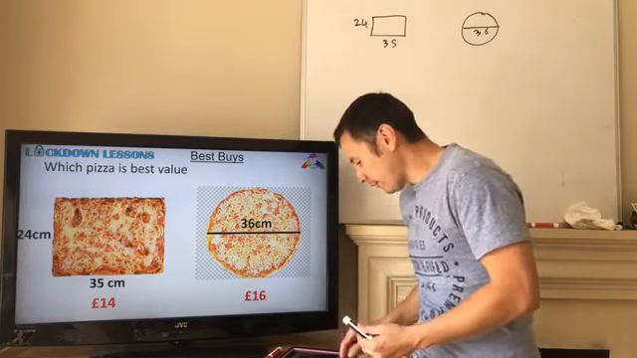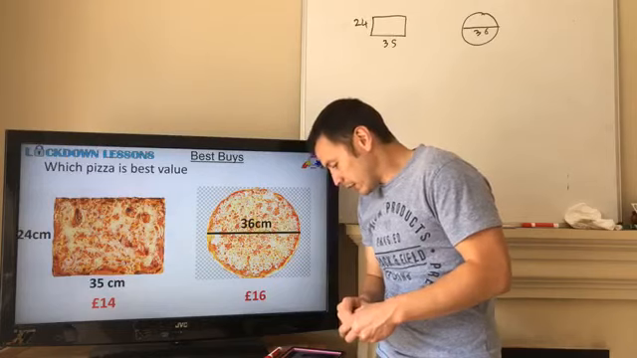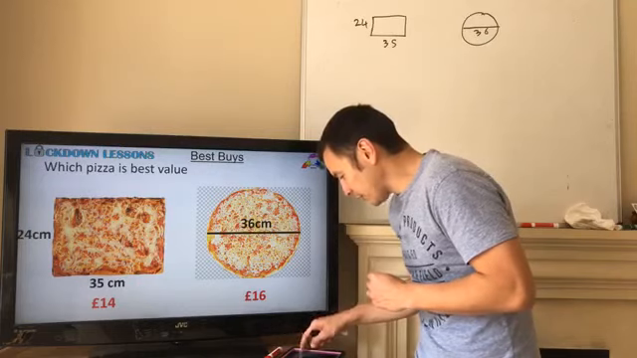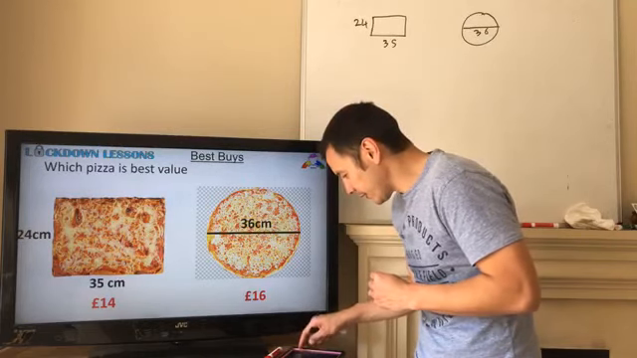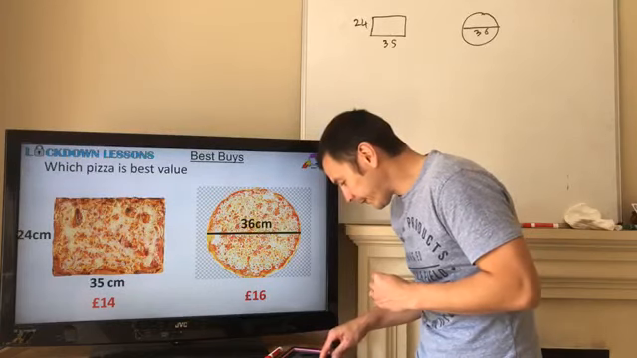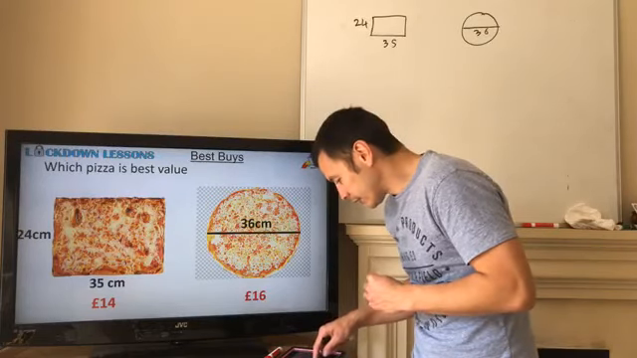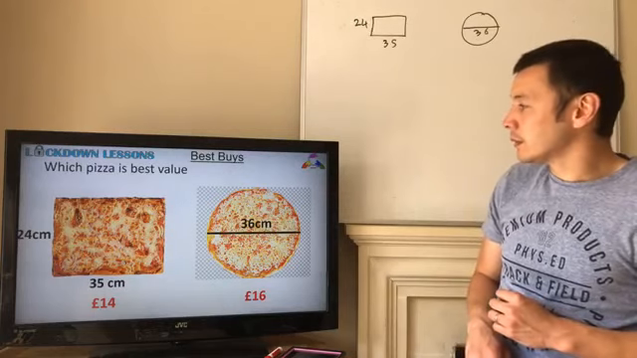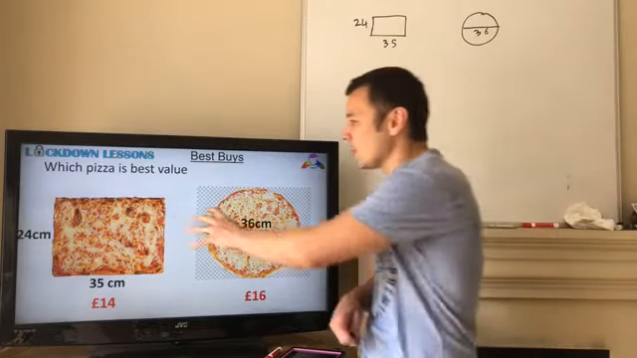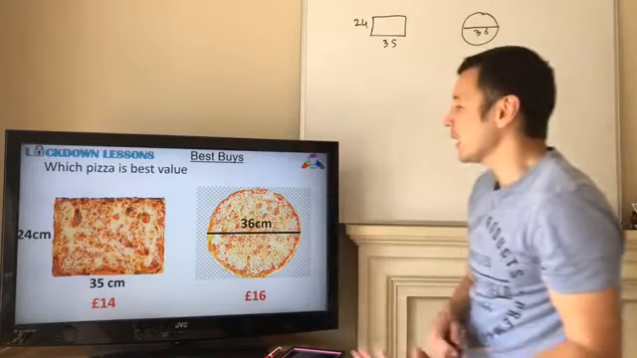So who can try to find the areas? I agree, bigger in terms of pizzas is definitely better. But how do you know which one's bigger? Okay, so first of all, I would look at that and I would say, that looks bigger than that. We've got big numbers there, we've got 24, that was cheaper as well. But let's find the areas.